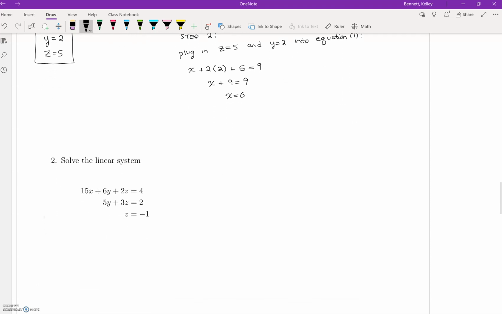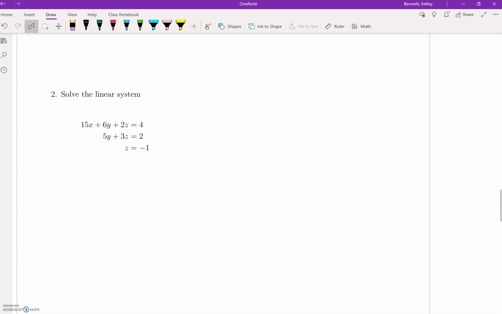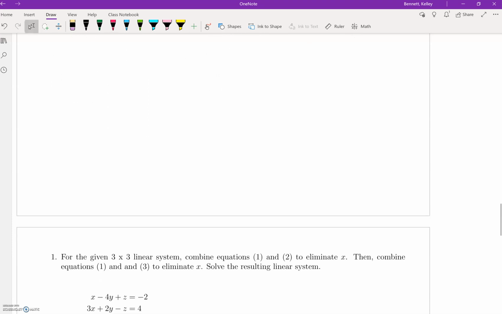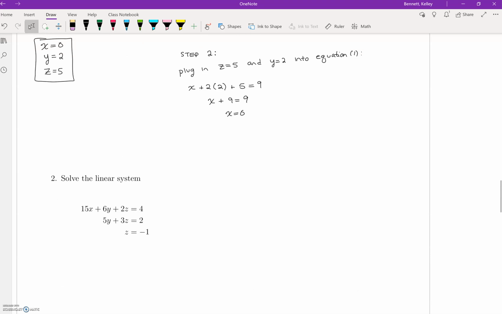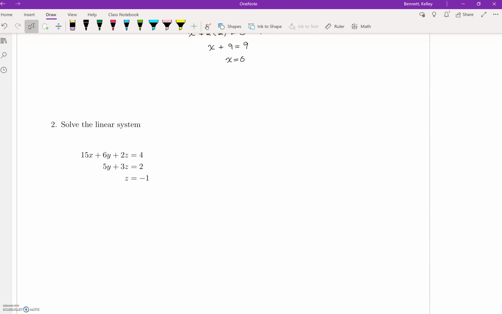So we'll do the same thing here in this next example. So step 1, plug z equals negative 1 into equation 2.